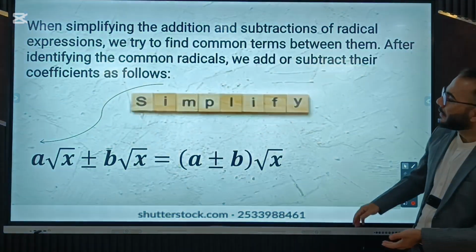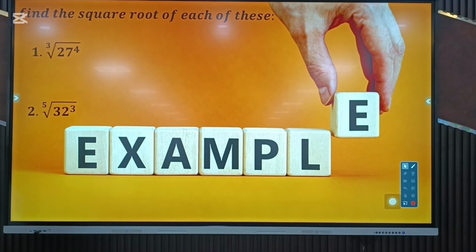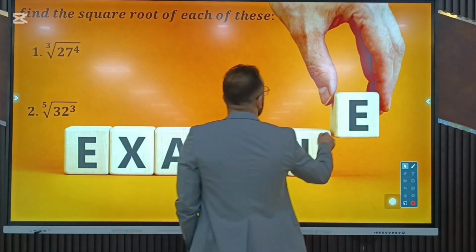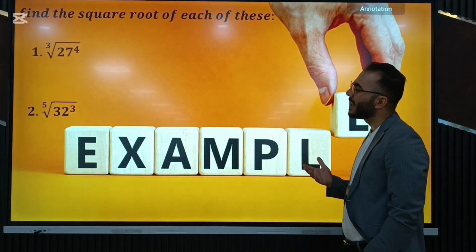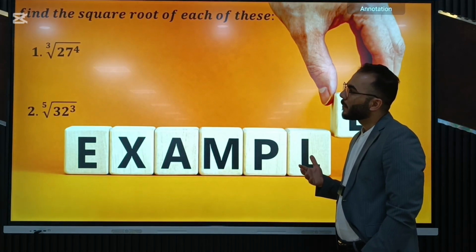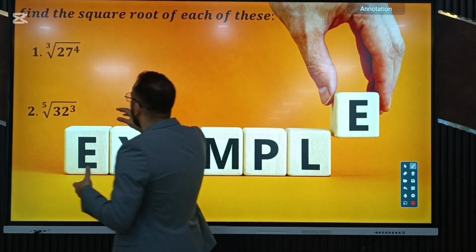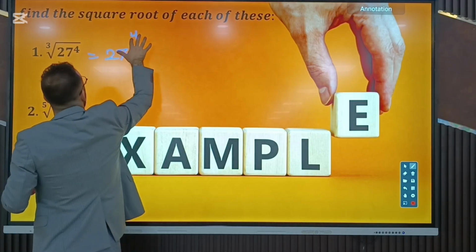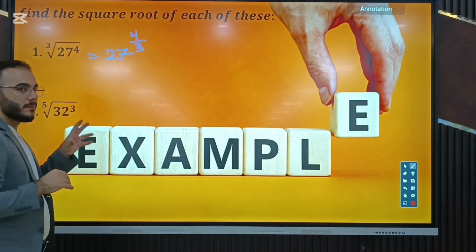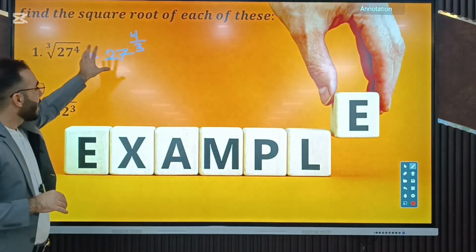We have these two examples. Find the square root of each of these questions that we have. So basically it means that we need to turn them to rational exponents. Okay? For example here, 27 powered by 4 over 3. But guys, here there is something tricky that you need to take care of.